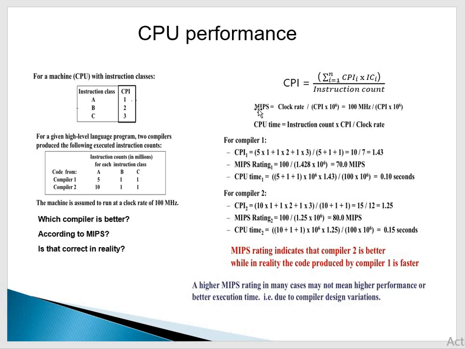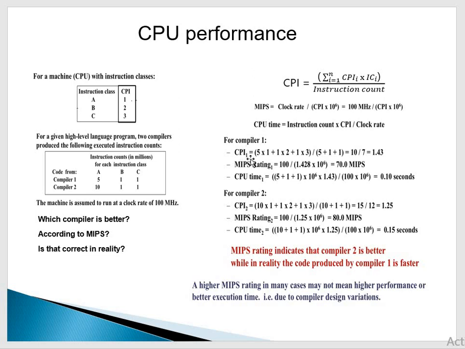To calculate the MIPS of these two compilers, we will have to use this particular equation, which is clock rate upon CPI into 10 raised to power 6, and it will be 100 megahertz upon CPI into 10 raised to power 6. As we know, we will have to calculate the CPI, because the given three CPIs are for three different classes of instructions. So first of all we will have to evaluate the CPI, and it will be evaluated by using this equation.